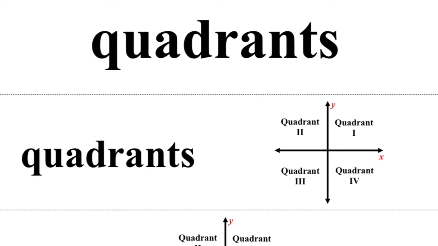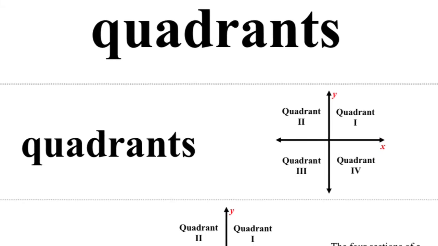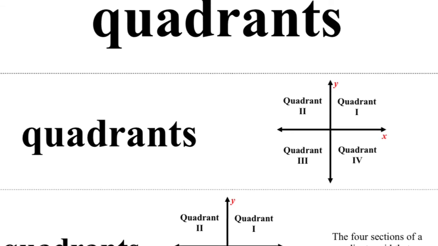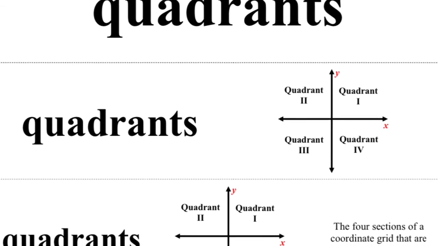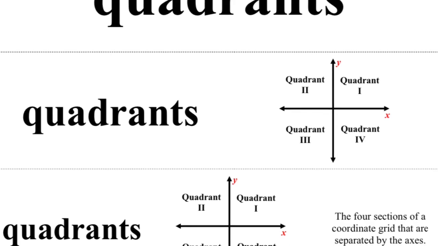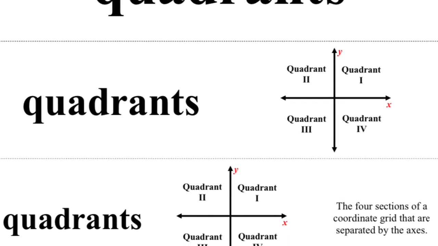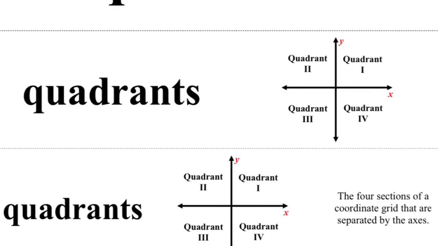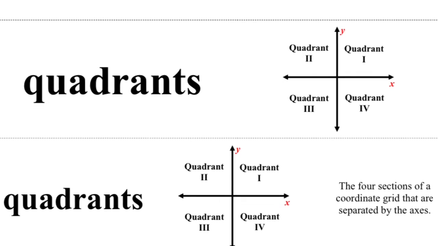Quadrants are the four parts of a coordinate plane. The first quadrant is on the top right, and then it goes counterclockwise. So quadrant 2 is the top left, quadrant 3 is the bottom left, and quadrant 4 is the bottom right.